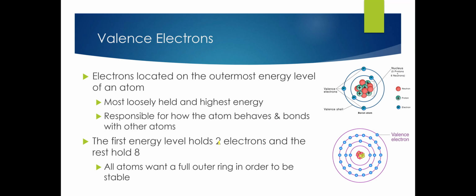Once again, that first energy level holds 2. So for hydrogen and helium, the max number that they need to be happy is 2. But for all of our other atoms that have more than 2 electrons, the valence number that they want to have is 8. Okay, because in order to be stable, in order to be quote unquote happy, the atoms want to have a full outer ring.